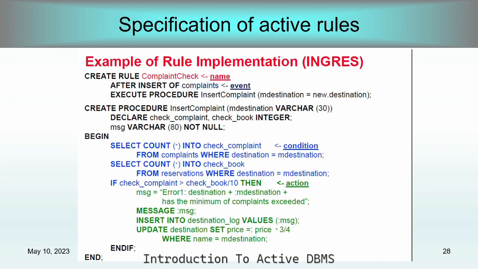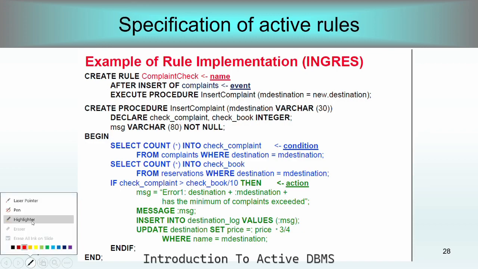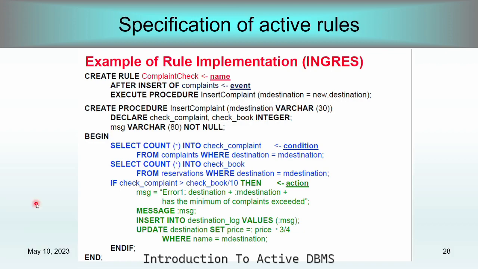So one of the examples of rule implementation is given here, which is an ingress traffic which is flowing inside a DBMS. So here you could see it is clearly defined which part is the event, which part is the condition, which part is the action. So create rule complaint check. So complaint check is the name of the rule. After insert of complaint, this is your event.